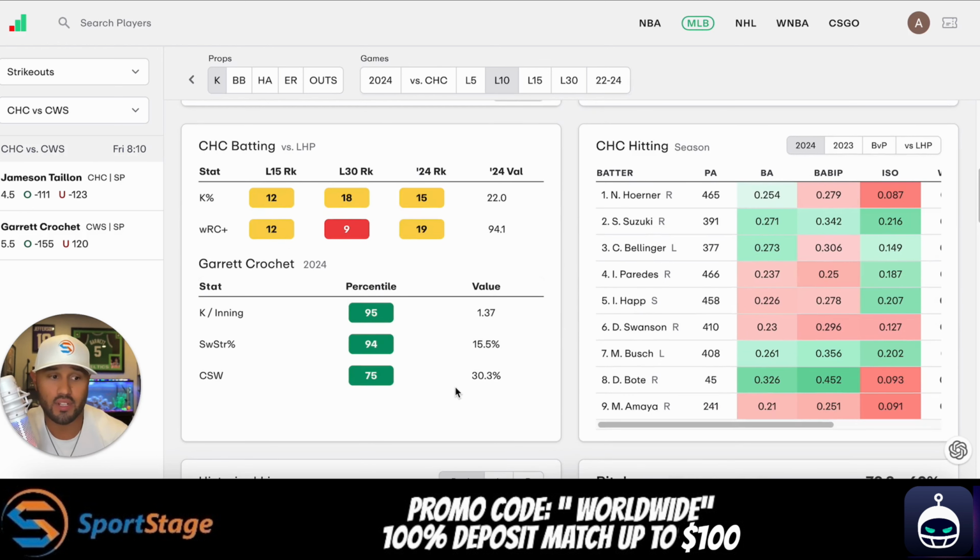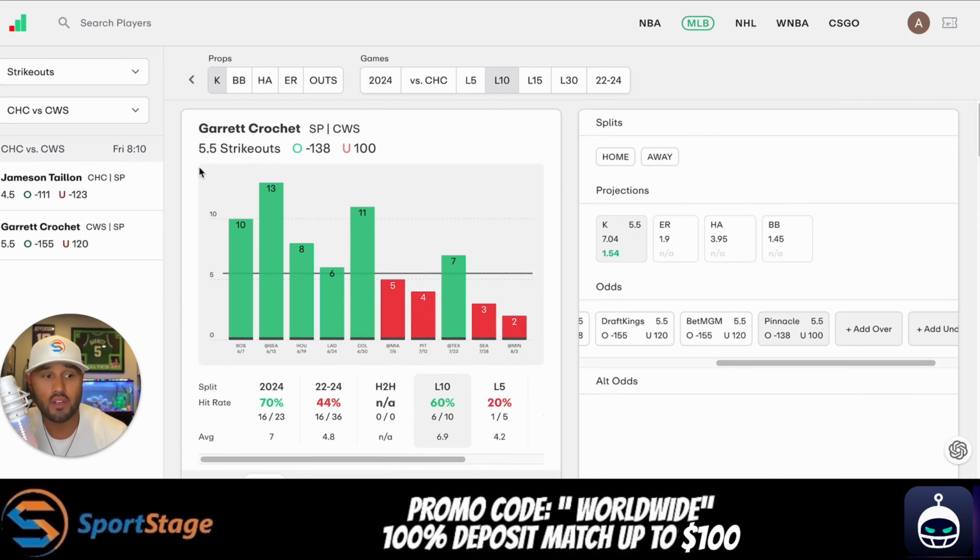We're going down here, looking at the Cubs, right in the middle of the pack. Well, there's 30 teams in the league, right? So 12th, 18th, and 15th on the season. They're dead smack in the middle for strikeout percentage. The last 15, they're at 12. The last 30, they're at 18. So right around the middle of the road, that 50th percentile mark-ish on the season for the Cubs in strikeout percentage. But Crochet, strikeouts per inning, 95th percentile. He's getting 1.3 strikeouts per inning. So 5.5 strikeouts.